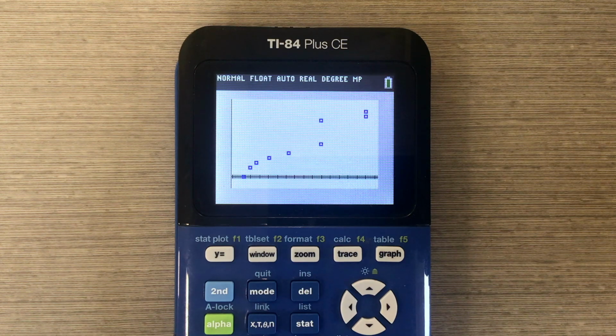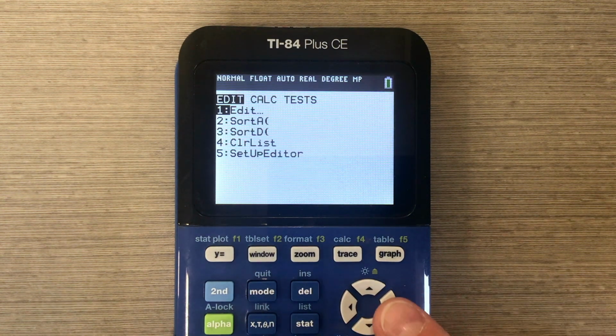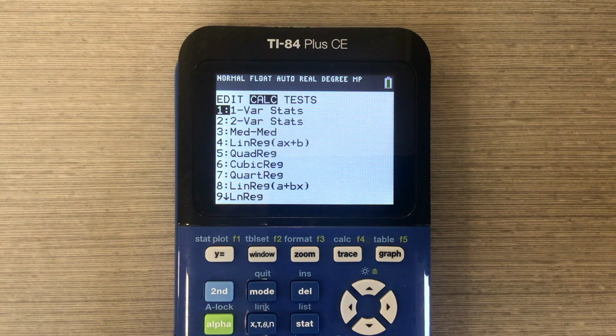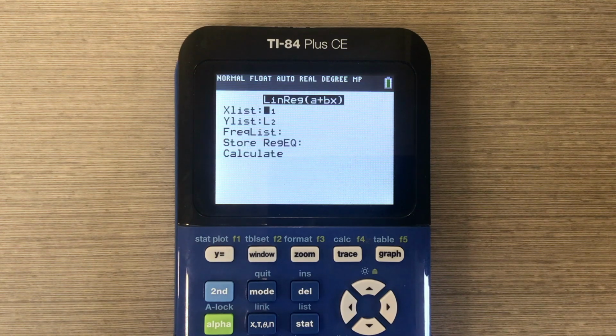As we can see, it has made a little scatter plot of all of our data. Now if I wanted to find the linear regression for that data, I can hit stat and click over to calc. I have a couple options for linreg. In this class we always use number 8 because we use that form, a plus bx. Just hit the number 8 or scroll down. It'll ask you what you want to be your X list, your Y list, and frequency list. We don't have that, and we never will put anything in there.